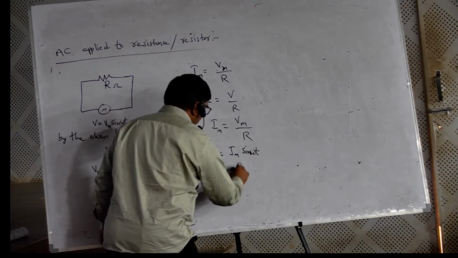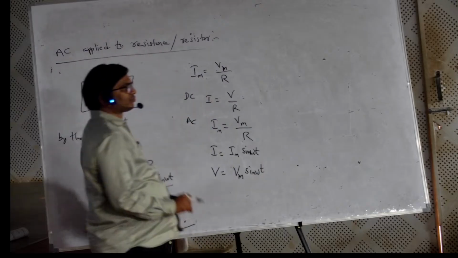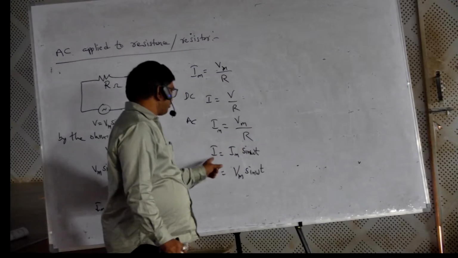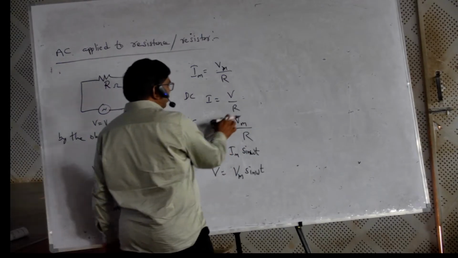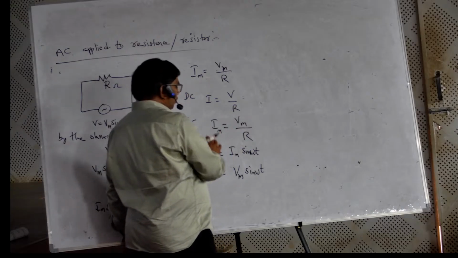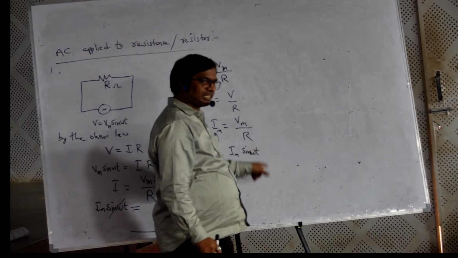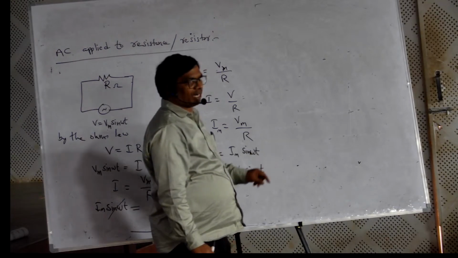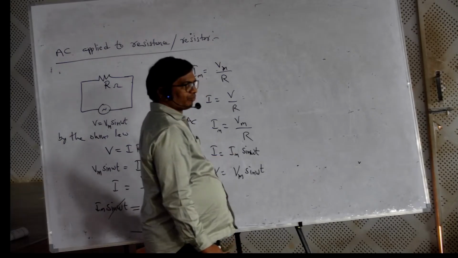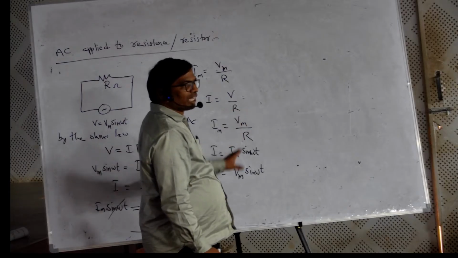I is equal to Im sin omega t and V is equal to Vm sin omega t. So the two equations are alike. I is equal to Vm by R, and with respect to a DC circuit it is also the same. When comparing both equations, there is no change in angle: sin omega t, sin omega t. Only the constants are different: I is equal to Im, V is equal to Vm. Im is equal to Vm by R. There is no change in angle.